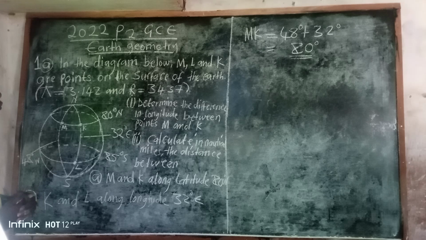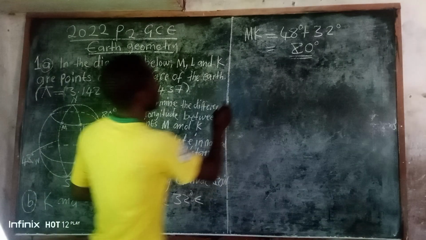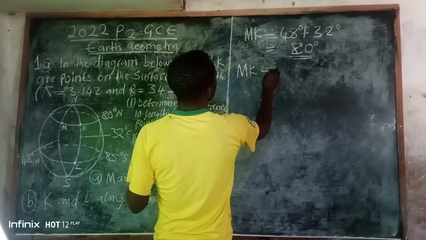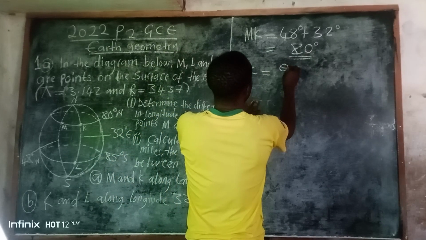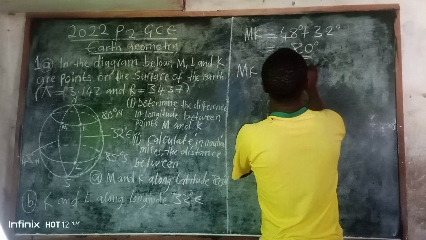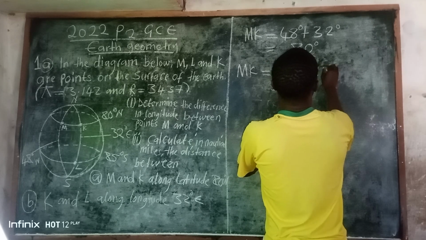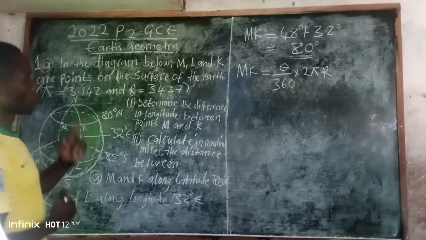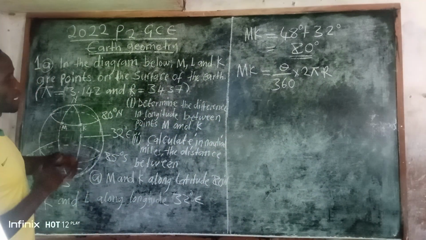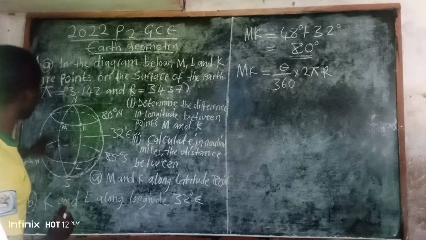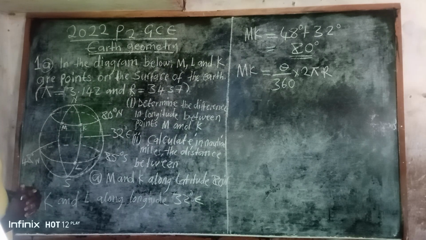So the first one that I'm going to show is this one. The distance between these two, MK, is equal to the formula theta over 360 degrees, times 2 pi r. Now, this time around, we are not going to use the big R. Why? Because the distance is along the small circle, which is latitude 80 degrees. All latitudes on the Earth's surface are small circles except the equator, which is the great circle.